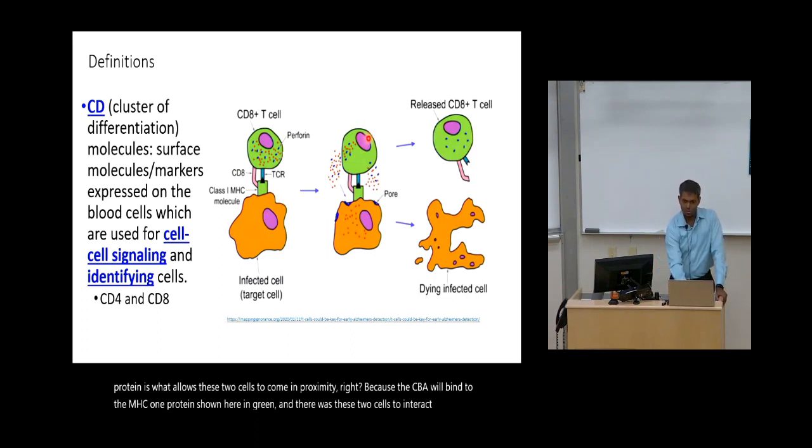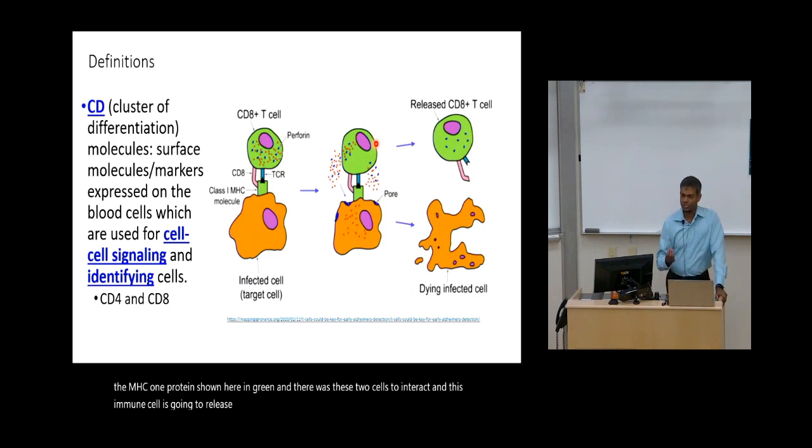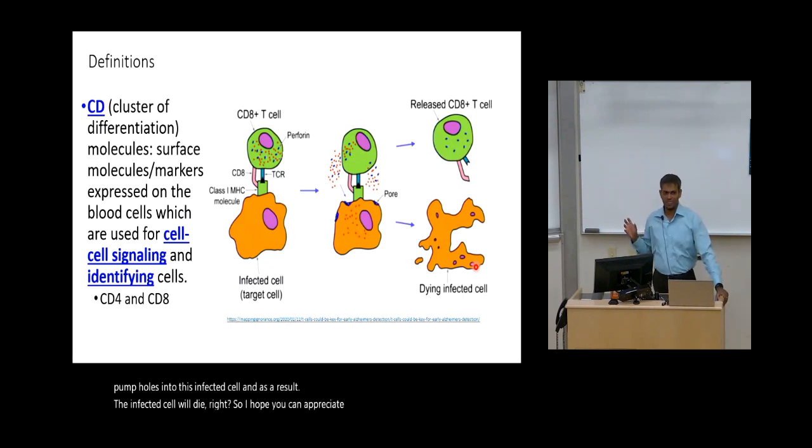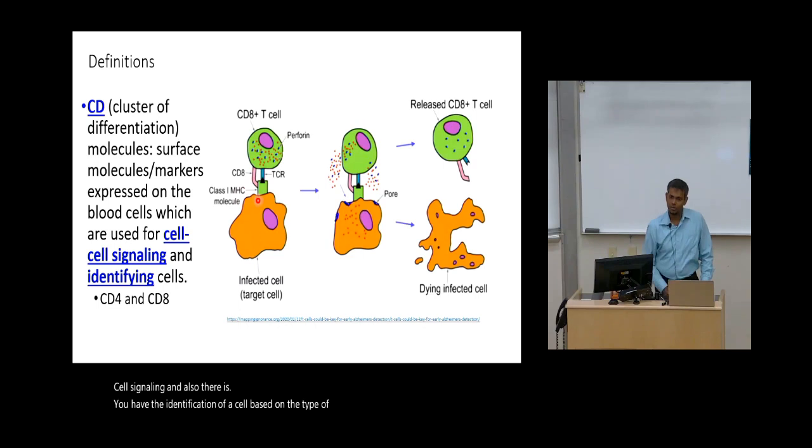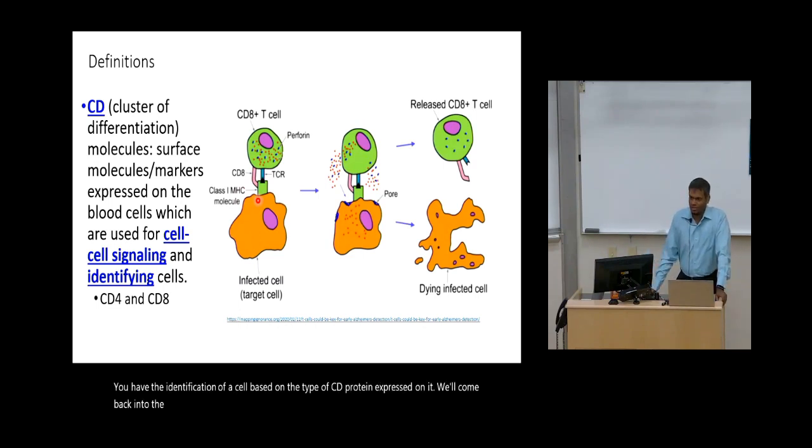and this immune cell is going to release perforins which are found inside it, and these perforins will pump holes into this infected cell, and as a result the infected cell will die, right? So I hope you can appreciate how there is cell signaling, and also you have the identification of a cell based on the type of CD protein expressed on it. We'll come back into the details of how this actually happens when we talk about innate and adaptive immune response.